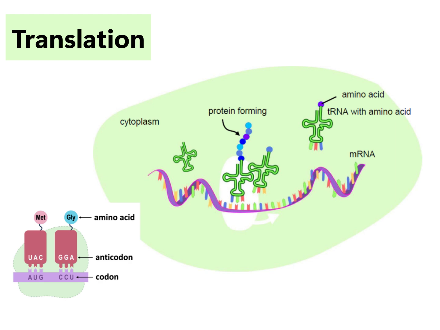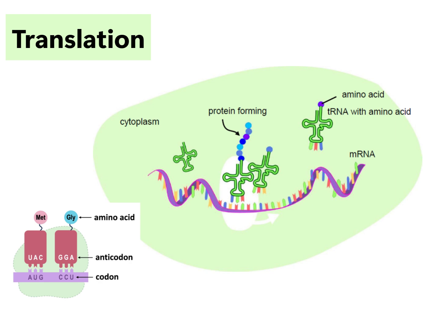Now, each tRNA will carry a specific amino acid, and according to the codons on the mRNA, the tRNA will bring the required amino acid to the ribosome. Now, the amino acids are linked by a peptide bond to form the required protein.